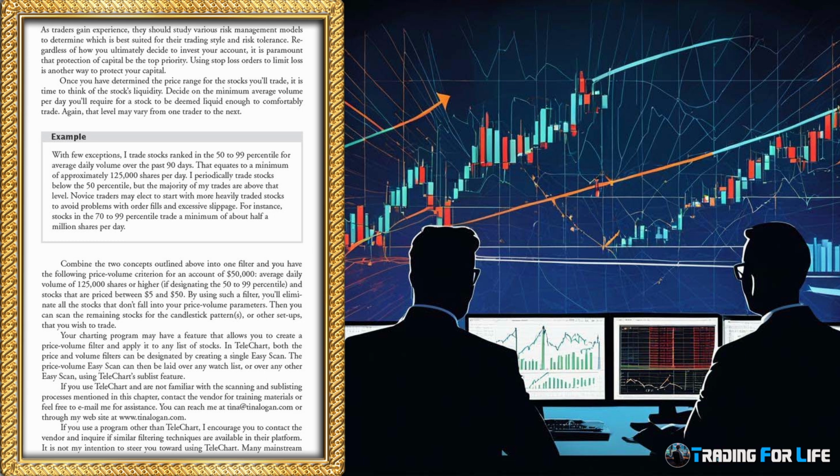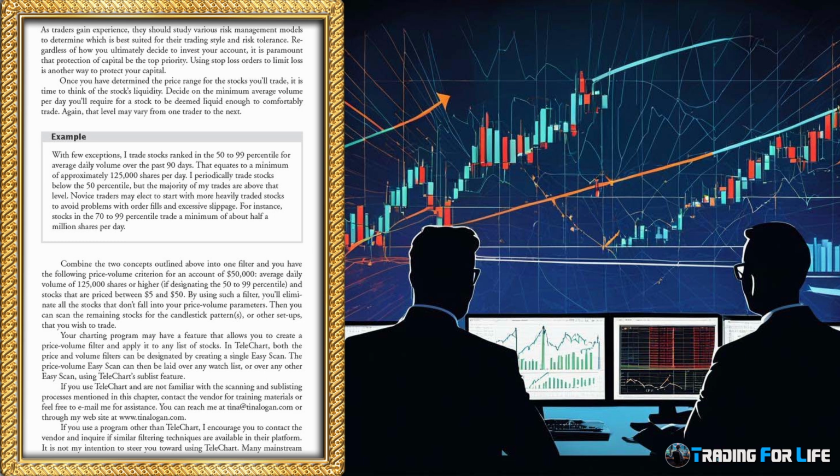Once you have determined the price range for the stocks you'll trade, it is time to think of the stock's liquidity. Decide on the minimum average volume per day you'll require for a stock to be deemed liquid enough to comfortably trade. Again, that level may vary from one trader to the next. Example: with few exceptions, I trade stocks ranked in the 50 to 99 percentile for average daily volume over the past 90 days. That equates to a minimum of approximately 125,000 shares per day. I periodically trade stocks below the 50 percentile, but the majority of my trades are above that level.